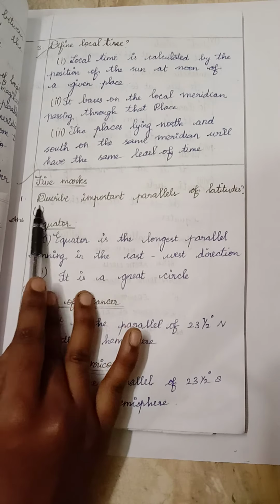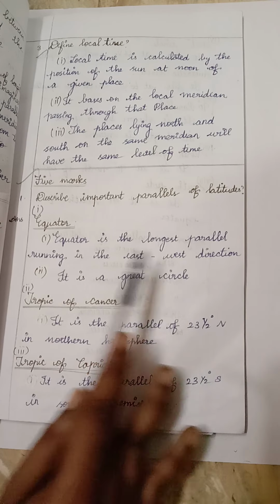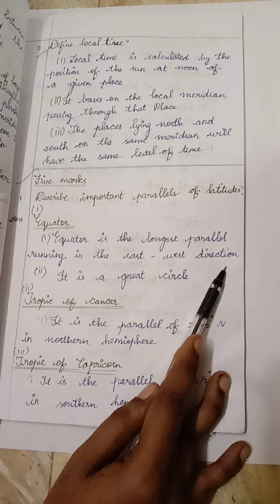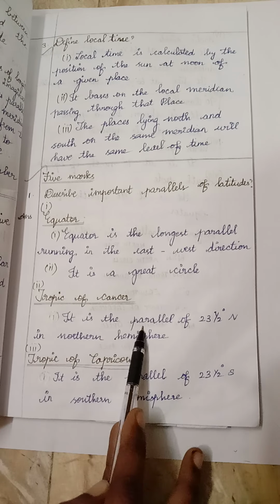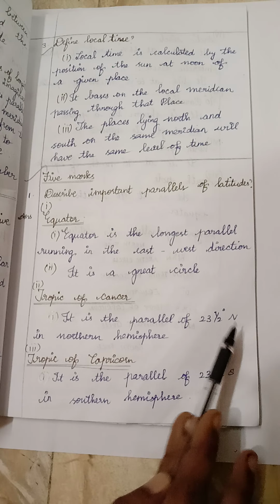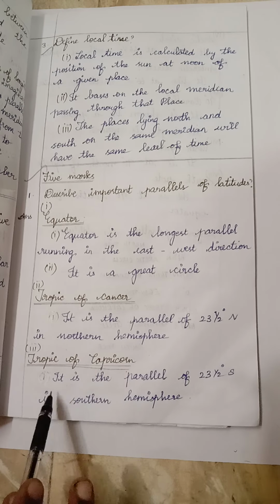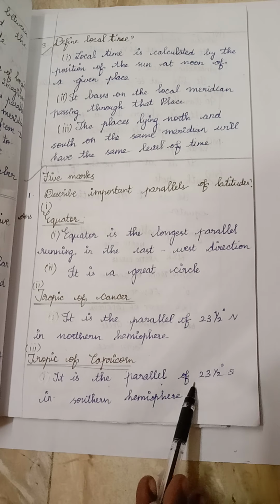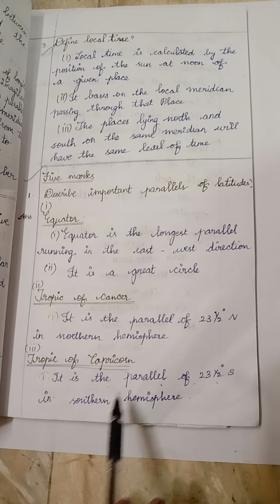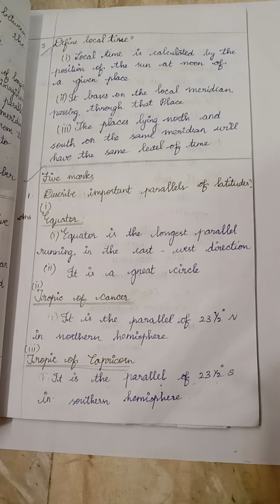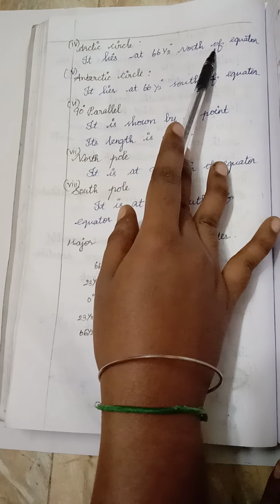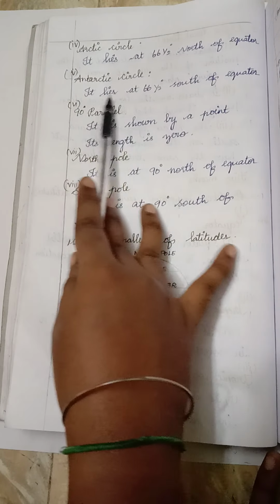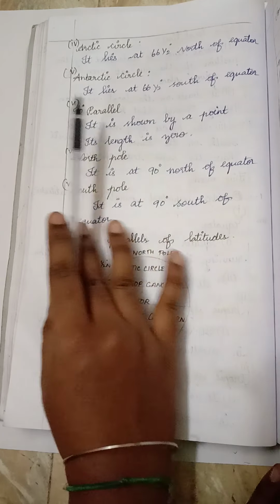Five marks. Describe the important parallels of latitude. First is the equator. The equator is the longest parallel running in the east to west direction. Second point, it is a great circle. Tropic of Cancer: it is the parallel of 23½ degrees north in the northern hemisphere. Tropic of Capricorn: it is the parallel of 23½ degrees south in the southern hemisphere. Arctic Circle: it lies at 66½ degrees north of the equator. Antarctic Circle: it lies at 66½ degrees south of the equator.